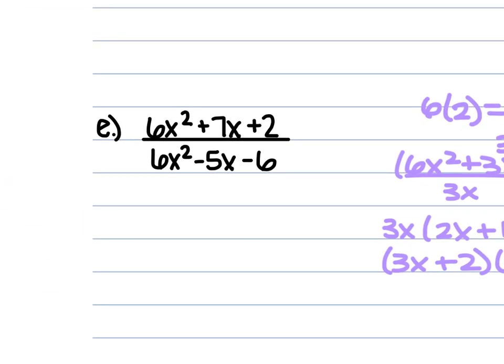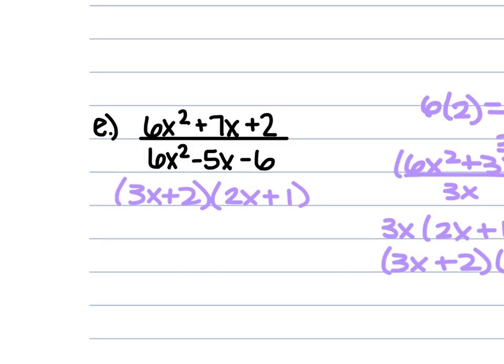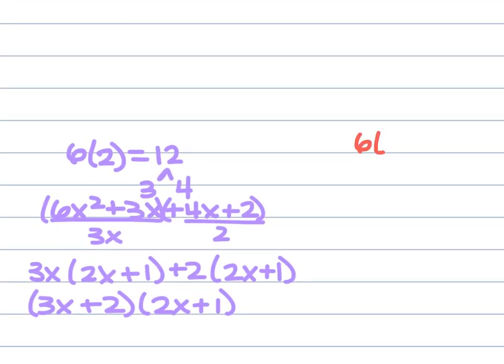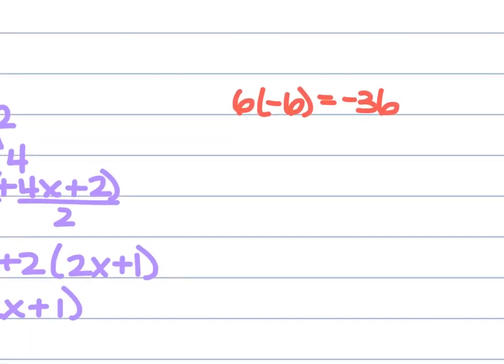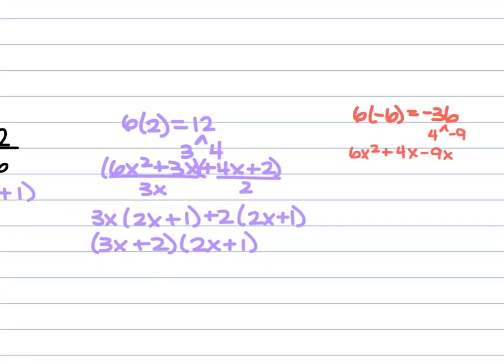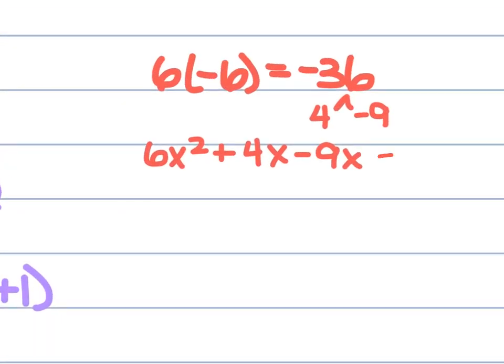So we can replace the top with that. So 3x plus 2 times 2x plus 1. And then the bottom, we have the 6x squared minus 5x minus 6. So 6 times negative 6 is negative 36. You want to find the factors that add up to be a negative 5. We have 4 and 9. That'll give us a negative 5 as long as that 9 is negative, that 4 is positive. So we can rewrite this as 6x squared plus 4x minus 9x minus 6.